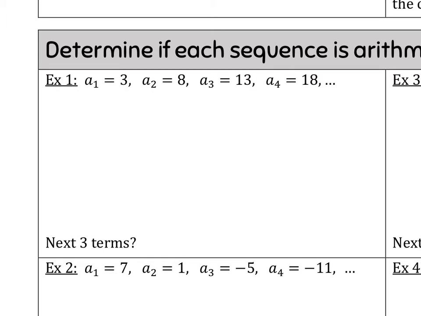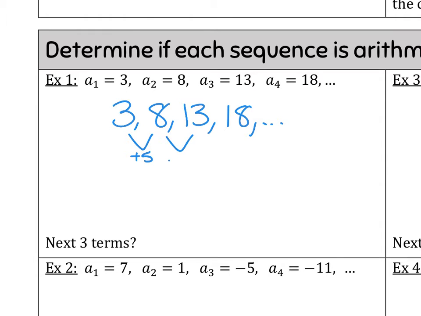First thing that might be helpful when we're finding the pattern is to write it down just as the numbers in the pattern instead of with the subscripts that tell us the order. So this pattern is 3, 8, 13, 18, and on and on. It's plus 5. From 3 to 8, I had to go plus 5. From 8 to 13, I had to go plus 5. From 13 to 18, I had to go plus 5. So this is an arithmetic sequence because we had to add. And the common difference is that number 5.